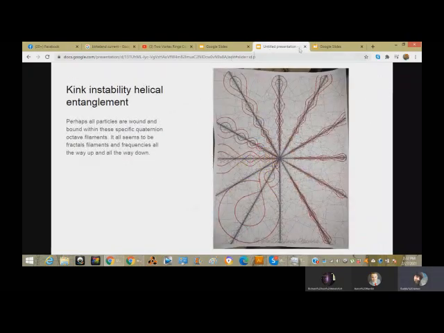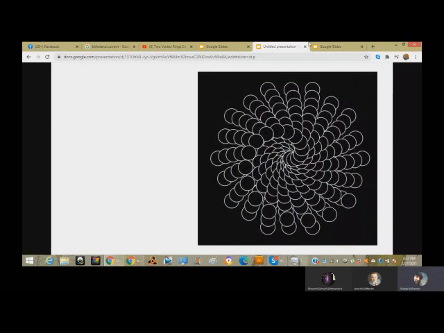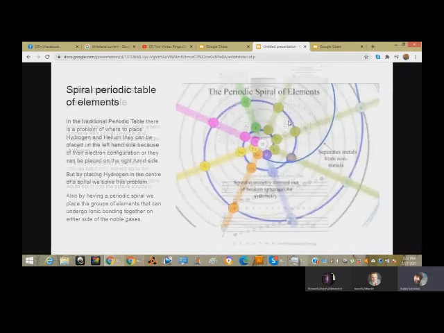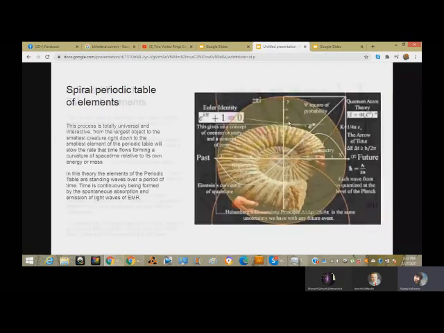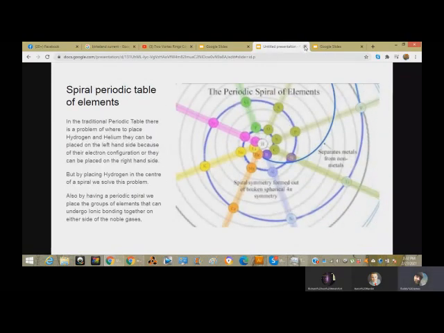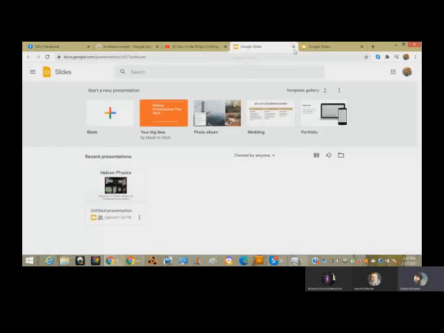So that winds up my presentation. There's plenty more charts to explore, but I just wanted to explore a little bit of the charts out there and the ones that are similar to the theories that I'm working with. So that's the presentation for today.